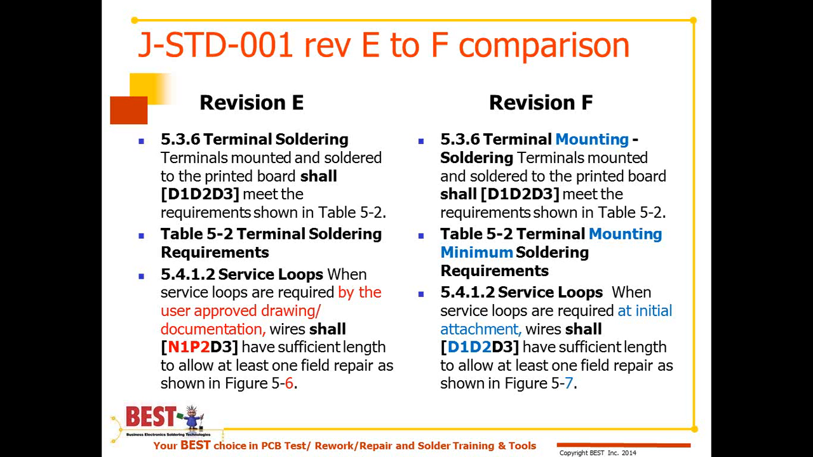Service loops, they've deleted part of that where it says by the user approved drawing or documentation, and they've changed it to where it are required at initial attachment. So when it's required to be on the attachment originally in the contract, it would be there. And they've made it a defect for all 3 classes if there is not sufficient length available for one field repair. And the figure that it refers to now is figure 5.7 instead of 5.6. So before it was not determined or a process indicator for 1 and 2, so now it's a defect if we do not provide the service loop.